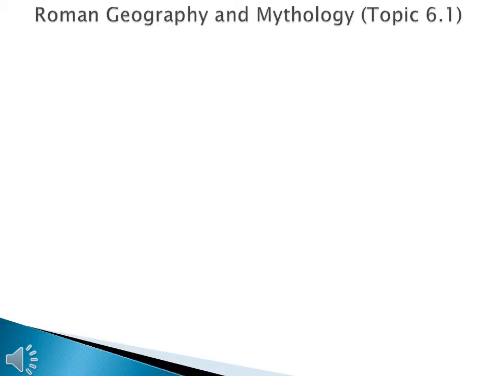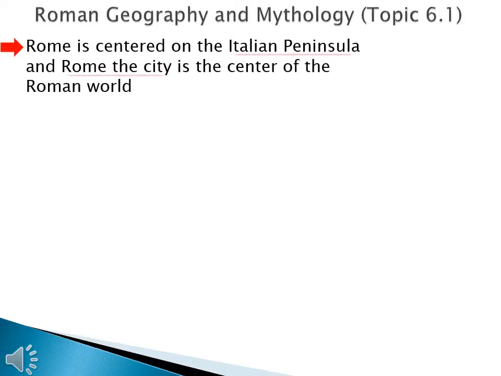Today we look at issues related to Unit 6, Classical Rome, and Unit 7, the Byzantine Empire. Open your notes to Unit 6 and read along. If you see something that you do not understand, go back into your notes or find the lecture on the topic that you need help with. We start with Roman geography and mythology, topic 6.1, and we learn that Rome is centered on the Italian peninsula, and Rome the city is the center of the Roman world. You must be able to locate the Italian peninsula on a map.